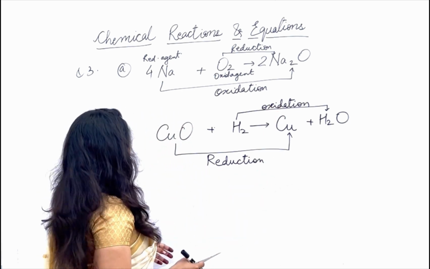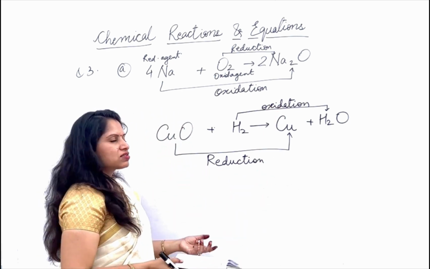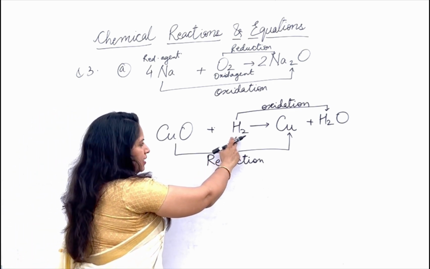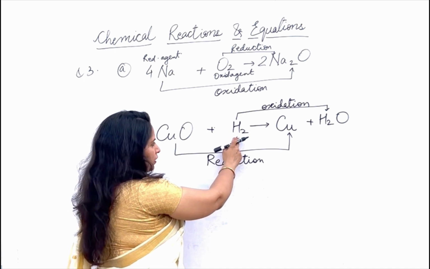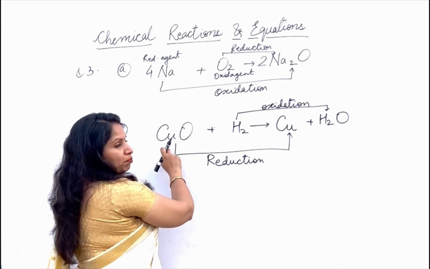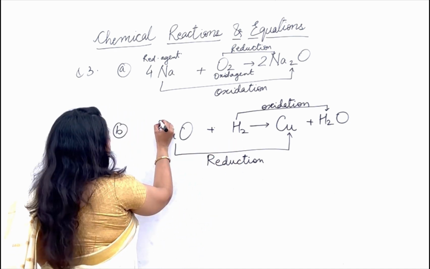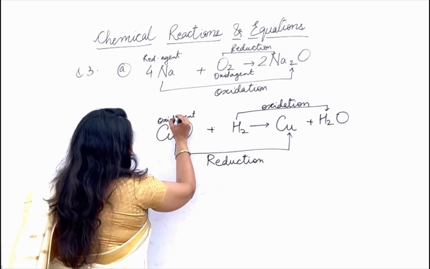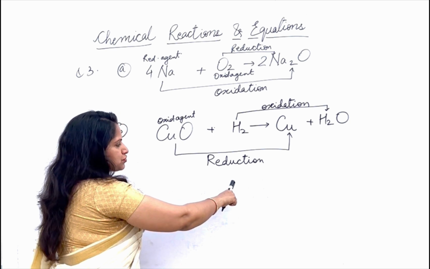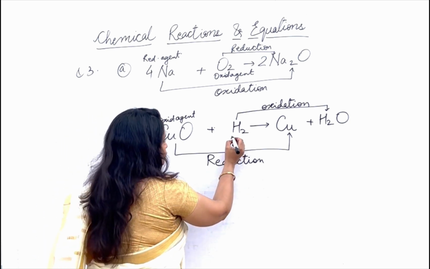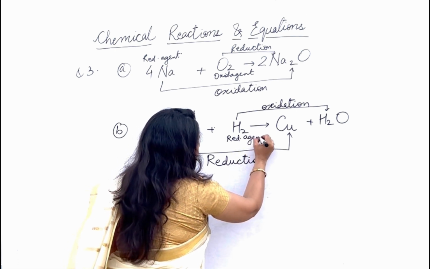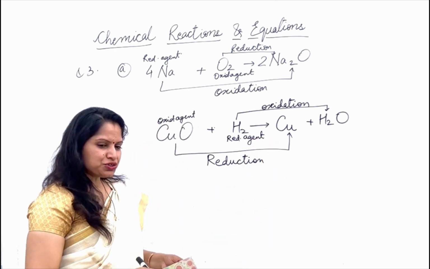Right? So now the oxidizing agent and reducing agent, if we work out. Hydrogen is getting oxidized. So what is helping it to get oxidized? That is copper oxide. So copper oxide is the oxidizing agent and copper oxide is getting reduced. So what is helping it to get reduced? That is hydrogen. So hydrogen is the reducing agent. I hope the things are clear to you all.